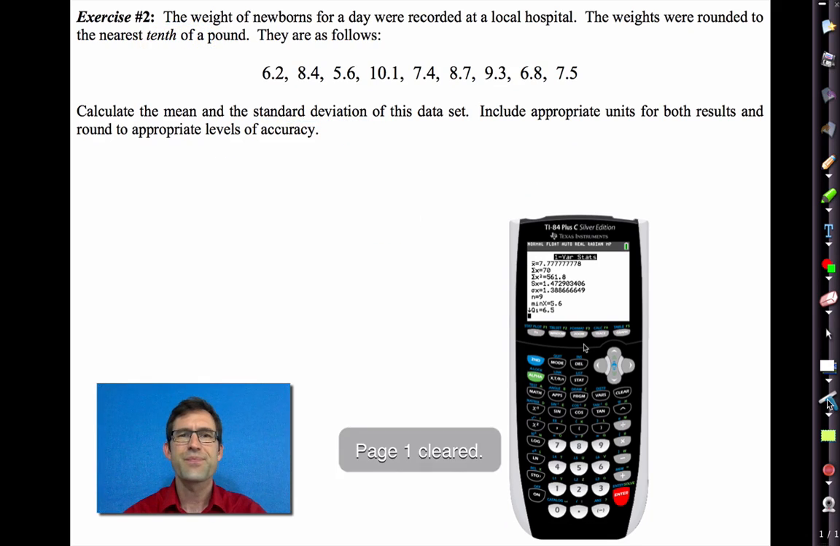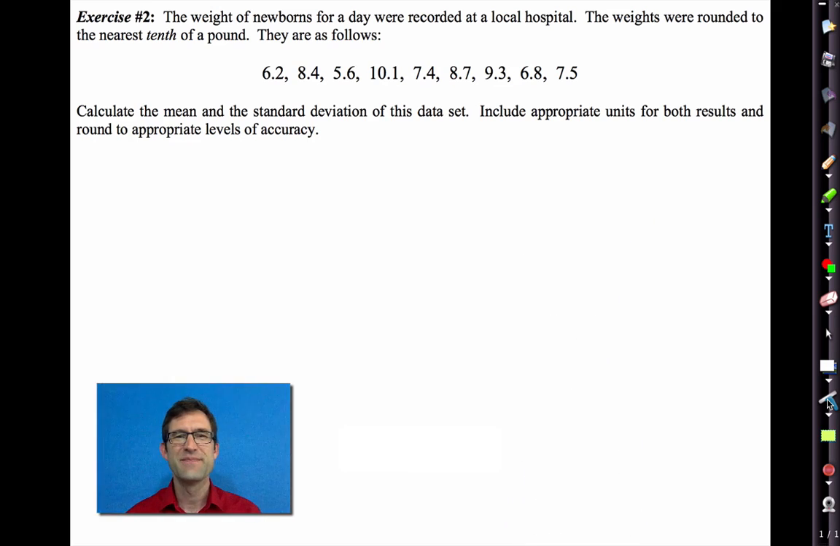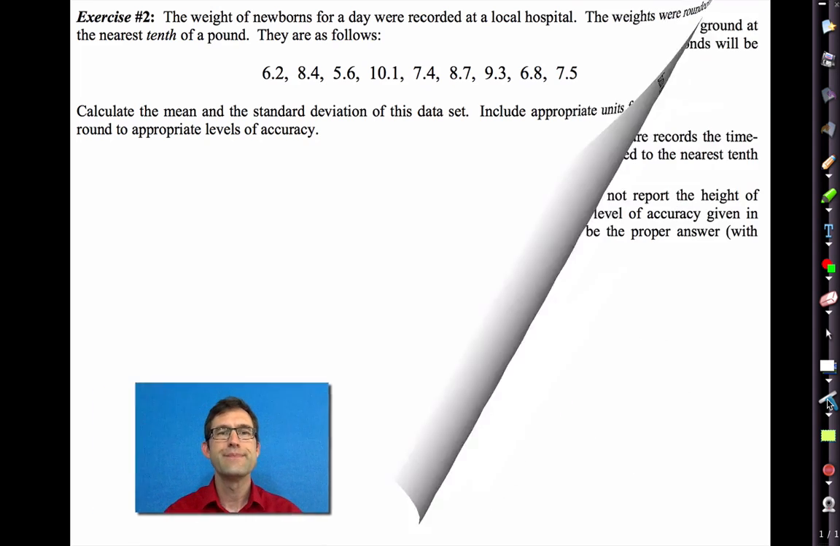All right. And let's get rid of that TI-84 Plus. And it's gone. I love that. It's like magic. Okay, let's go on to the next problem.